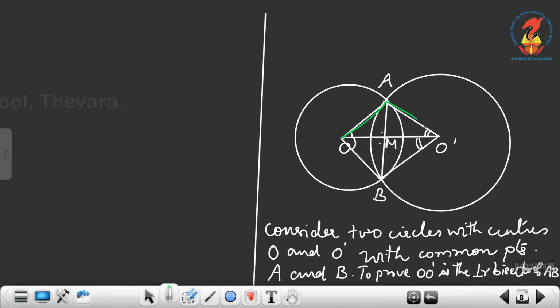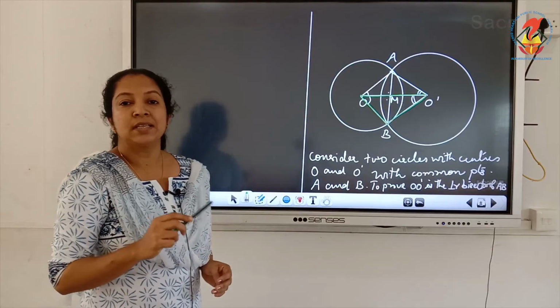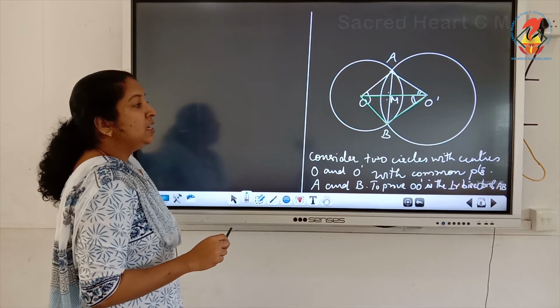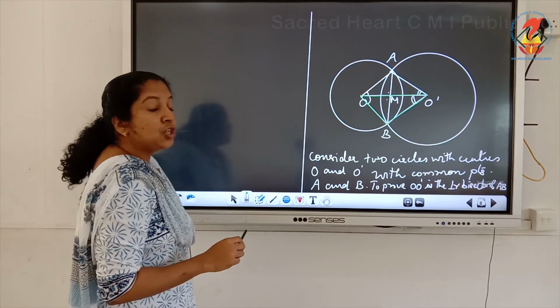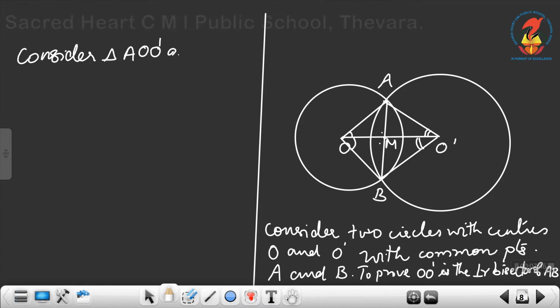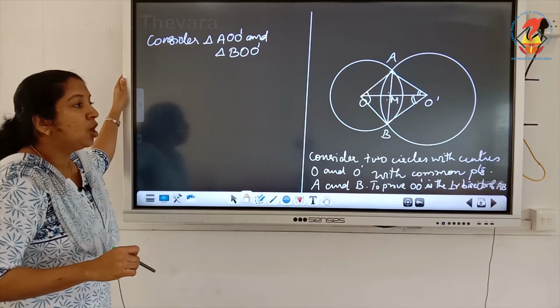So first we have to consider two triangles, triangle AOO' and triangle BOO'. Prove the congruence in these two. Prove triangle AOO' and triangle BOO' are congruent. Consider triangle AOO' and triangle BOO'. You have to prove the congruence.